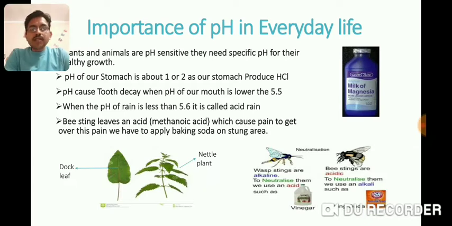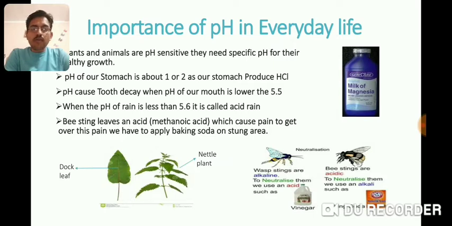Plants and animals also use acid and basic substances for their defense. So self-defense by animals and plants using chemical warfare is also an example of the importance of pH. Nettle sting injects formic acid in our body, whose remedy is available just beside it.